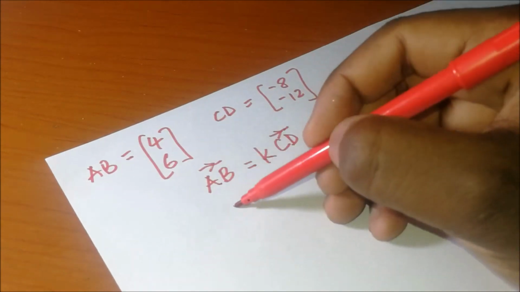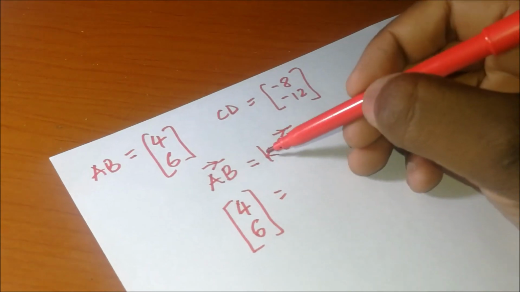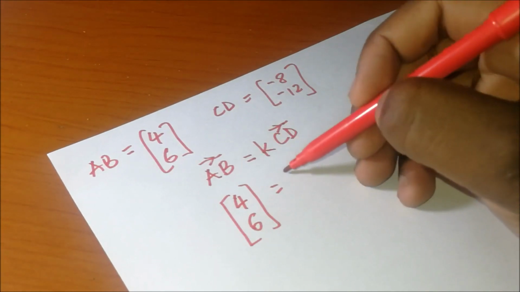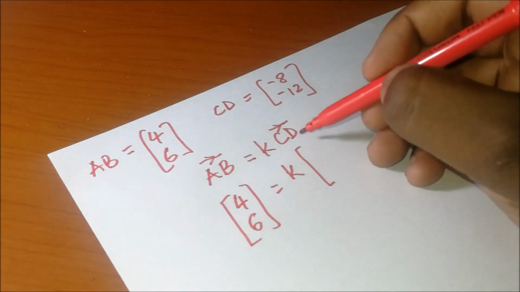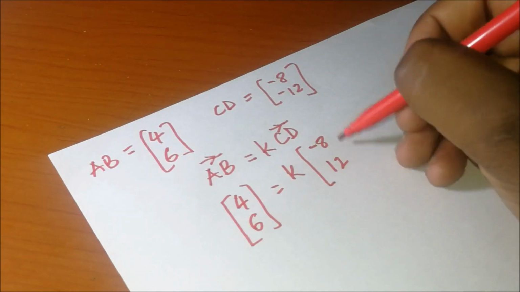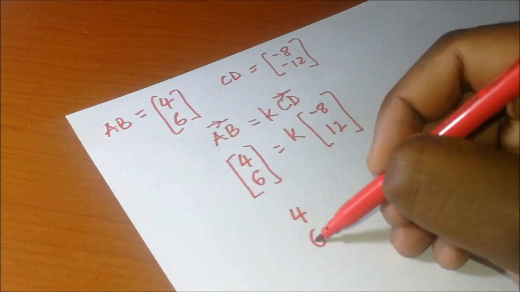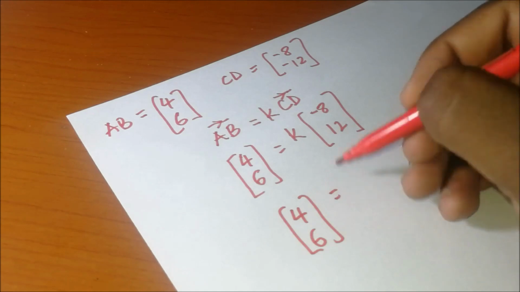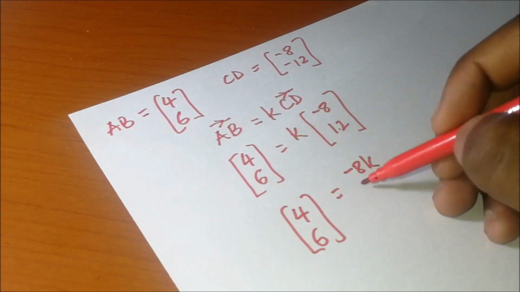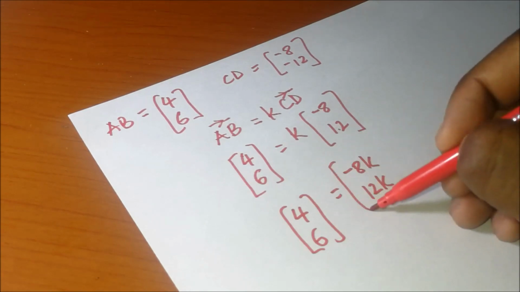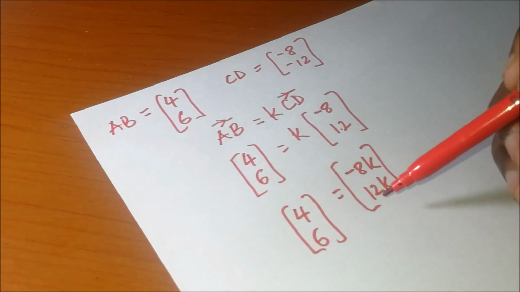AB is (4, 6), so I'll say (4, 6) is going to be equal to the scalar k times CD. We are supposed to look for this value of k. CD is (-8, 12). So what I'm going to do here is say (4, 6) is going to be equal to k times (-8, 12), which is -8k, then 12 times k, which is 12k. So I'm going to find the value of k both up and down.